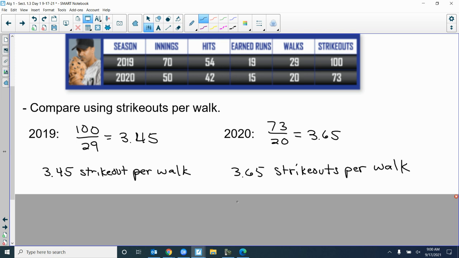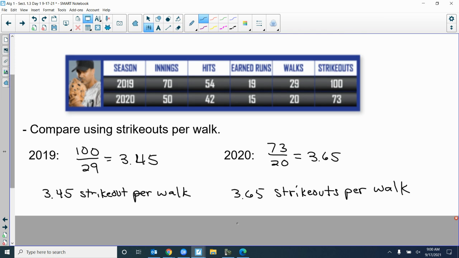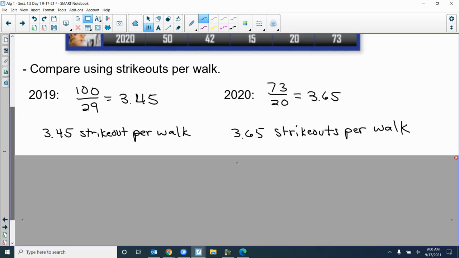So which year was he better? 2019. Why do you say that? What ratio is higher? Is 3.65 higher than 3.45? Yes. And in this case, you have to understand a little bit about baseball, you want more strikeouts than walks. So even though he had fewer, he did better because he had more strikeouts per walk. So in this case, you would say 2020 was a better year than 2019, based upon that statistic. Now, you can always find different statistics to slant things your way. But this would be one way to say, all right, I'm getting better.